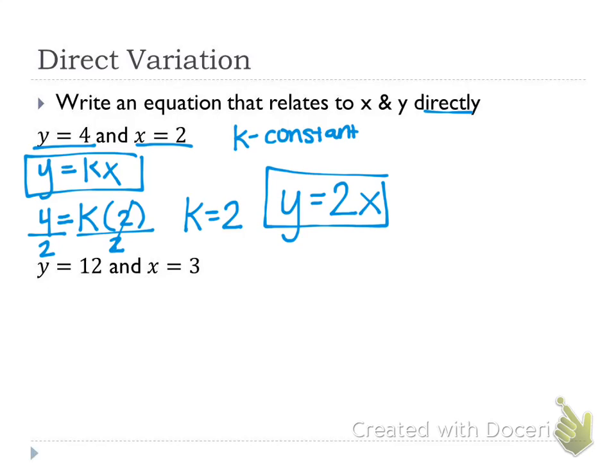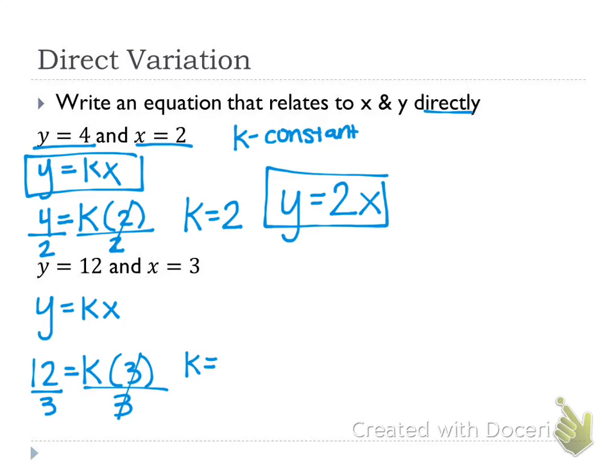So I want to go ahead and do the next problem. Again, they've given me what y and x equal, but I don't know what k equals, and I have to know what k equals. I know that I'm doing a direct variation, so I write y equals k times x. I've got to find what k equals, which is my constant. They've given me that 12 equals y. I don't know what k is, but I know that 3 equals x. Again, I'm going to divide by 3 on both sides, and I find that k is equal to 4.